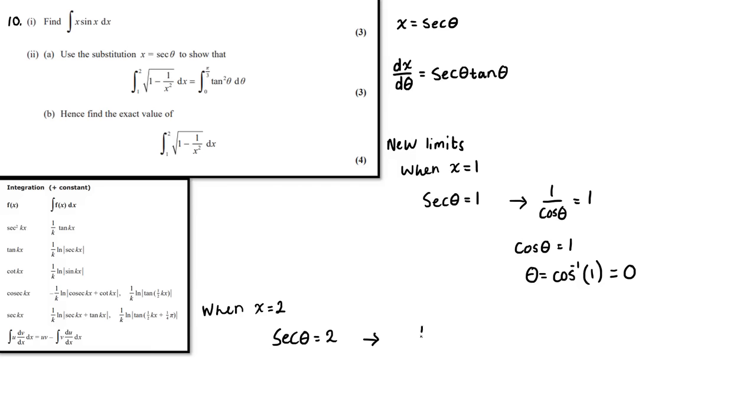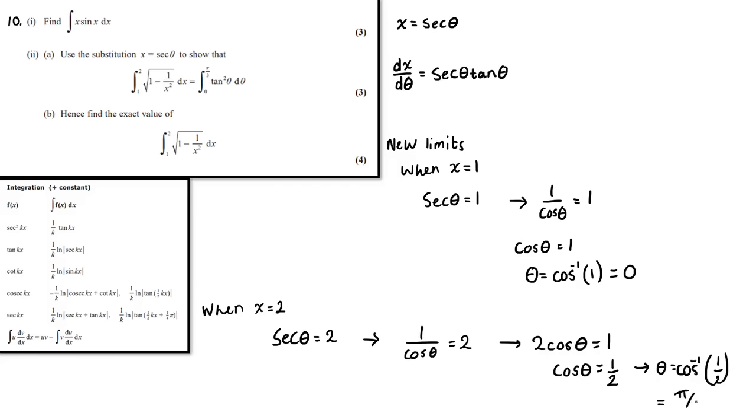What we're saying then is 1 over cos theta is equal to 2. Multiplying both sides by cos theta, we get 2 cos theta is equal to 1. And now if we want cos theta, we divide by the 2. So cos theta is equal to a half. And therefore, if we want theta, that's cos inverse of a half. Okay? And if you evaluate this on your calculator, what you find here is you get pi over 3.